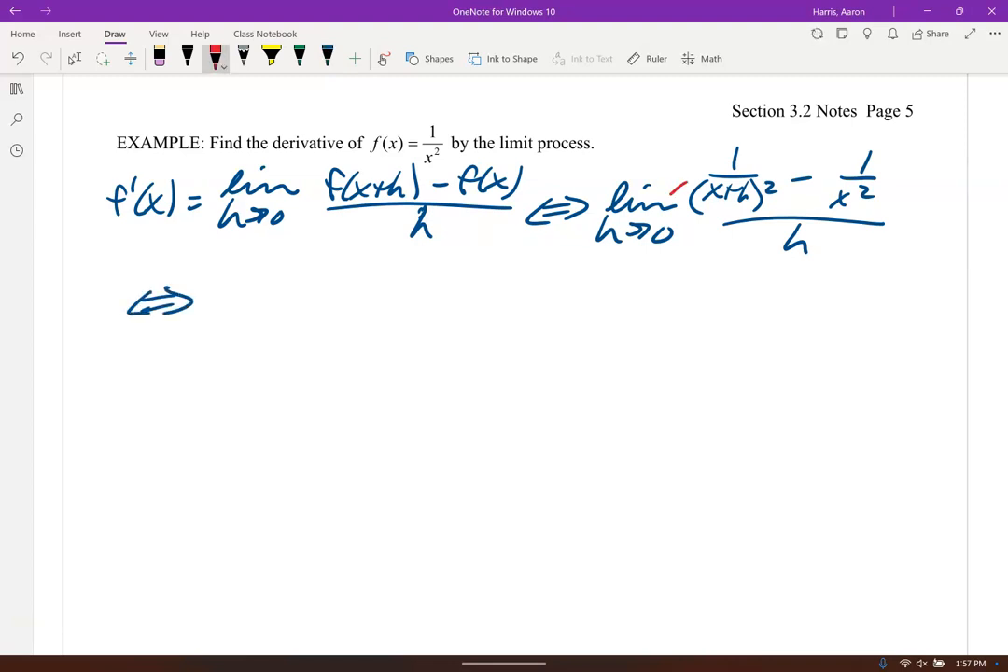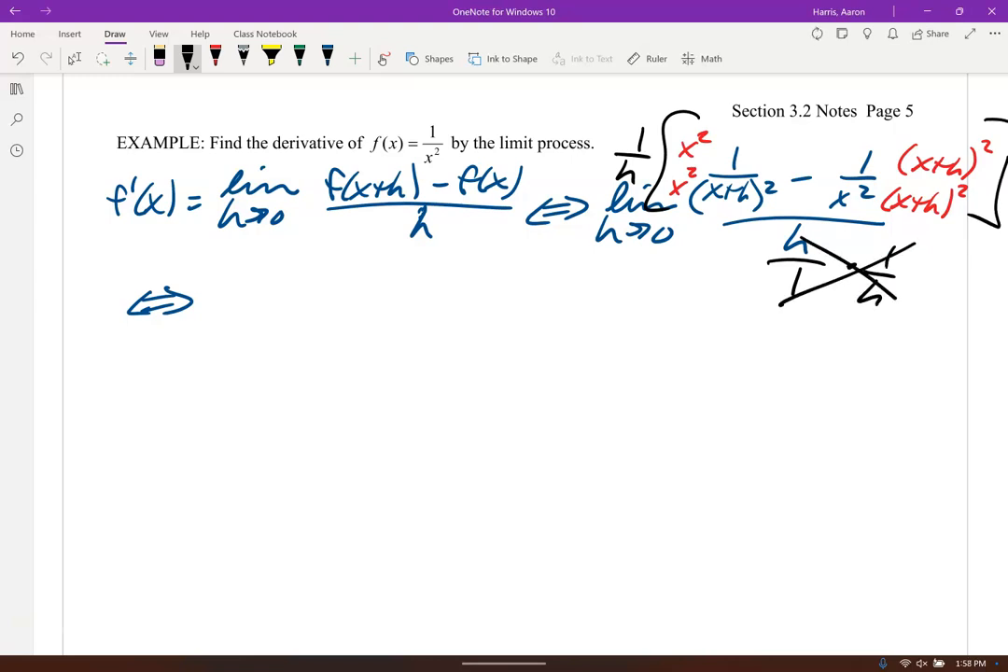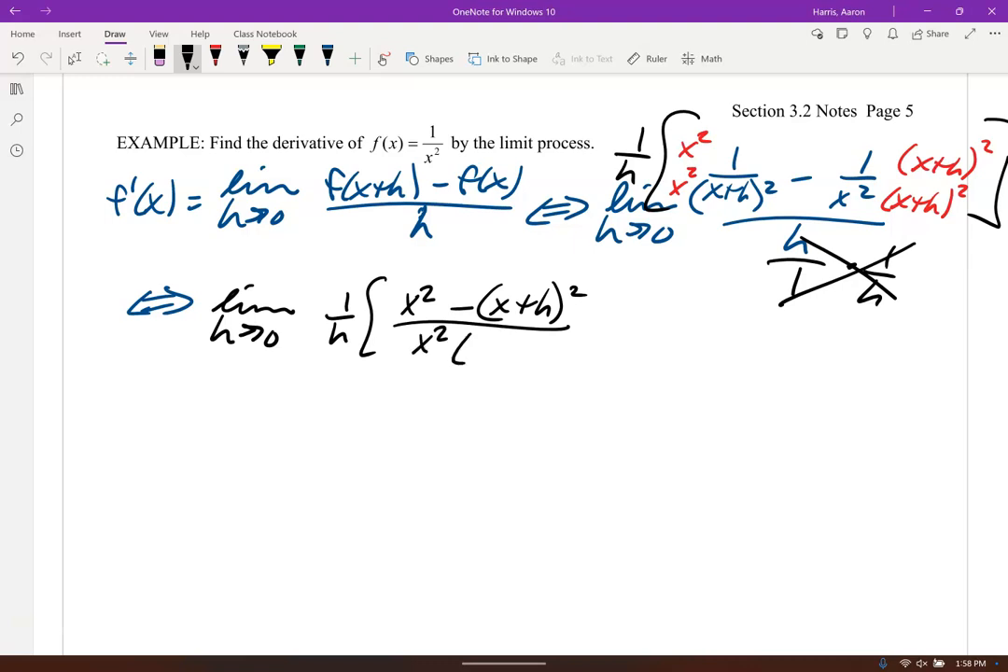I'm going to give this one an x squared and give this one an x plus h squared. And then this is h over 1, so I'm going to multiply the whole thing by 1 over h, top to bottom. And so we've got this limit as h goes to 0 of 1 over h times x squared minus x plus h squared, all over that common denominator, x squared, x plus h squared.